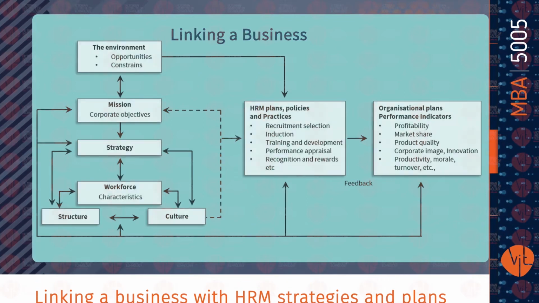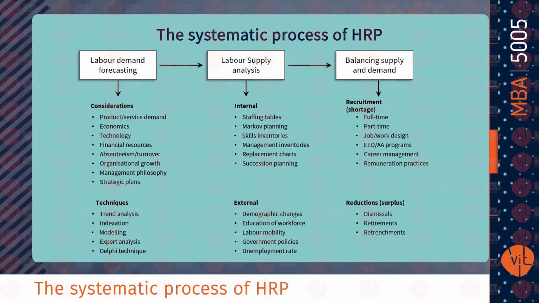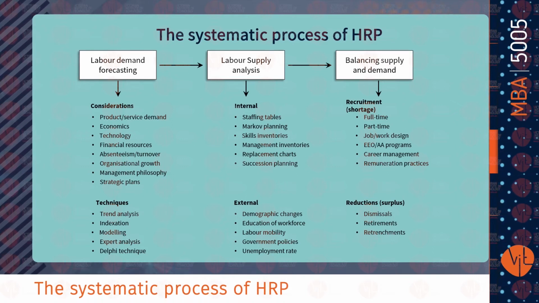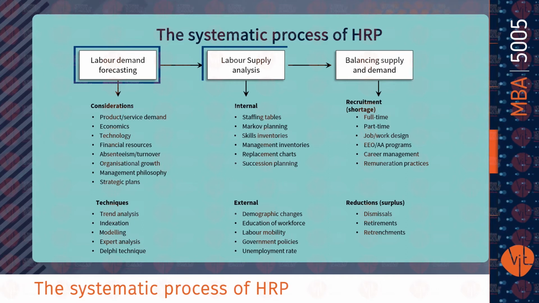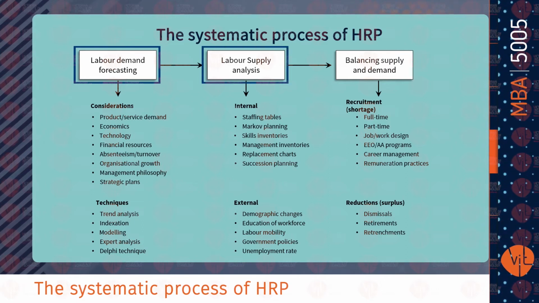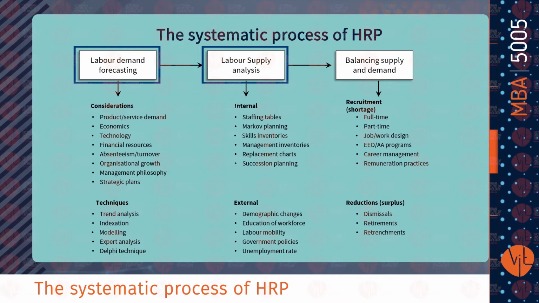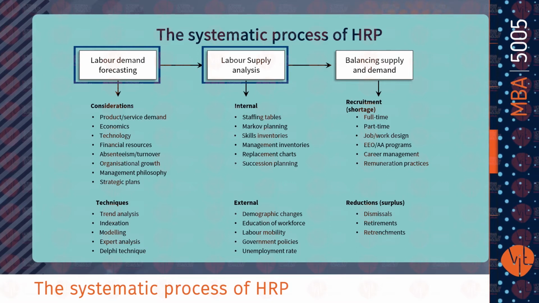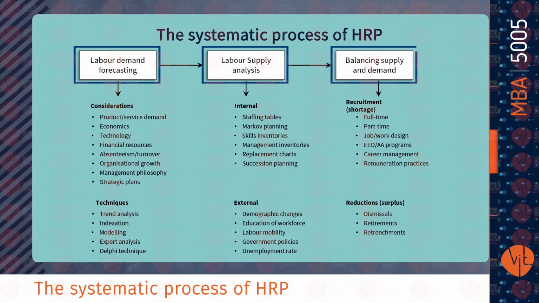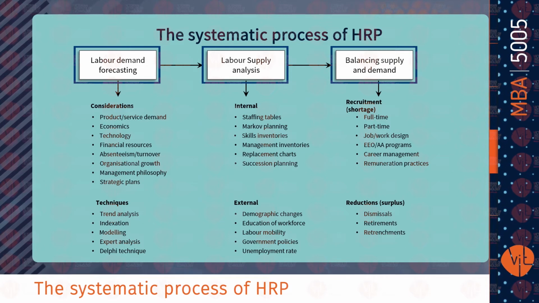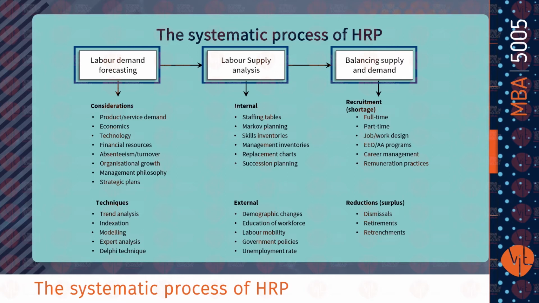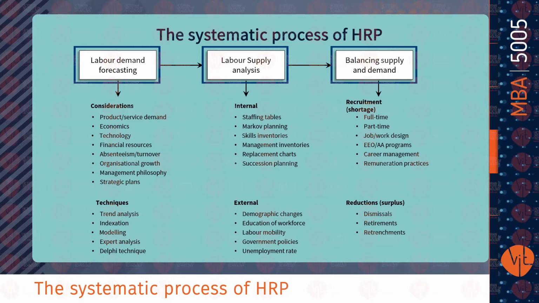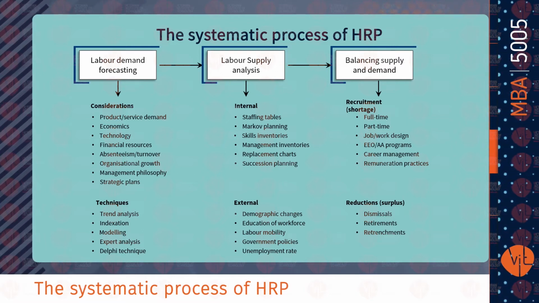So there is a systematic approach for human resource planning. It starts with labor demand forecasting. We move to labor supply analysis, so as to identify whether we have shortages or surpluses and to try to bridge those gaps between supply and demand. So we bridge the recruitment shortages that we need in order to achieve the objectives in the previous strategic human resource model we presented.